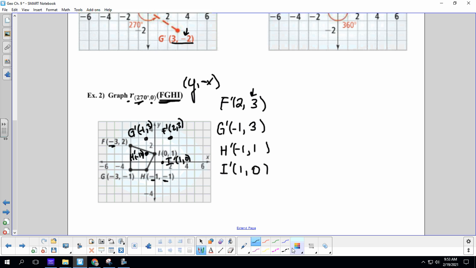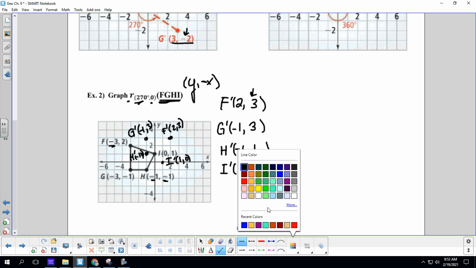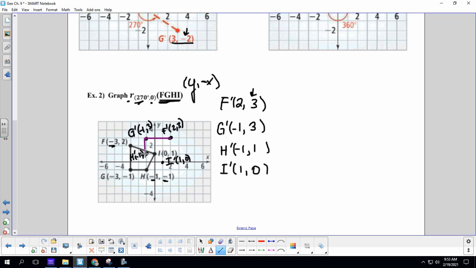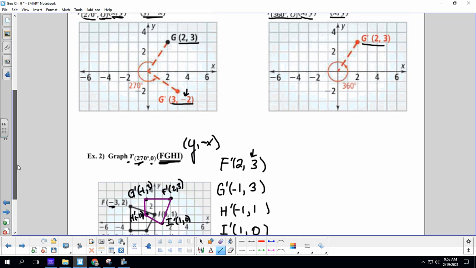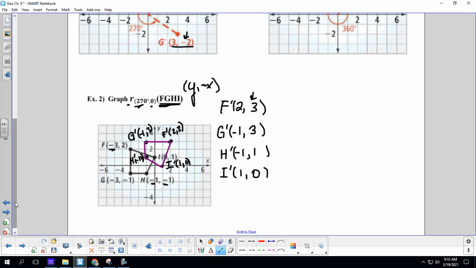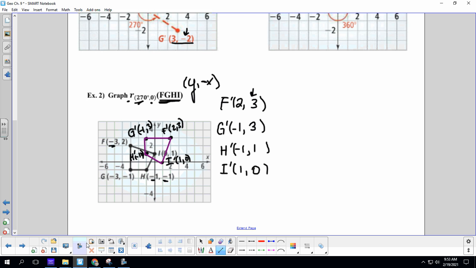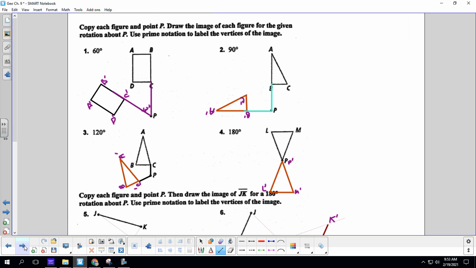Okay, and then let's go ahead and connect those dots. Let's do it with purple so you guys can see it a little bit better. F to G to H to I, and then back. And this rotated 270 degrees around the origin. So that's how you use the rule to find your coordinates, because it's kind of difficult to rotate 270 just by eyeballing. So it's nice to have the coordinate rules.